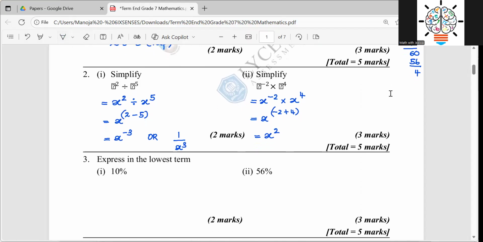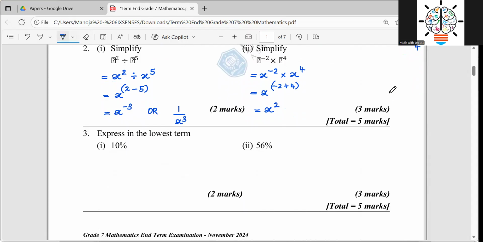Right. Express in the lowest term. Now the 10% means, how do you write this? 10 out of 100. Here you want to get the lowest term. That means you want to simplify this. Simplifying something means you make it smaller. To make something smaller, children, you want to divide. Here I take 10 and 10. It gives me 1 over 10. I can't simplify it further. So this is the simplest or the lowest version.